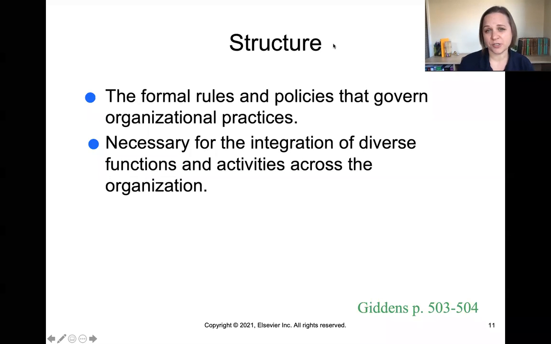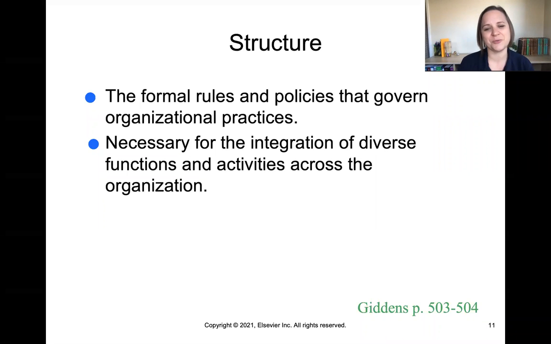Now, in terms of structure, healthcare organizations are going to have formal rules and lots of policies that govern organizational practices. And it's necessary to have this level of accountability and structure to make sure that quality healthcare delivery is provided at all levels of the organization, and that multiple employees can all understand what is expected of them.